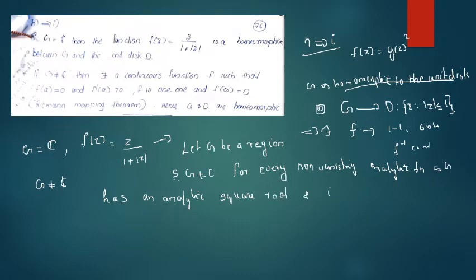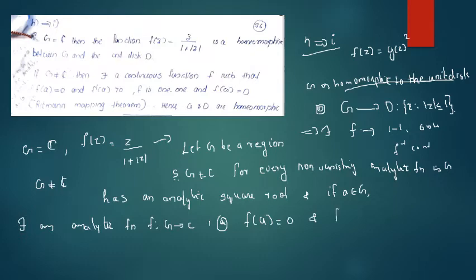And if A belongs to G, then there exists an analytic function f from G to C having the following properties. First, f of A equals 0 and f dash of A is greater than 0. Second, f is 1 1. Third, f of G equals D, that means the unit disk.